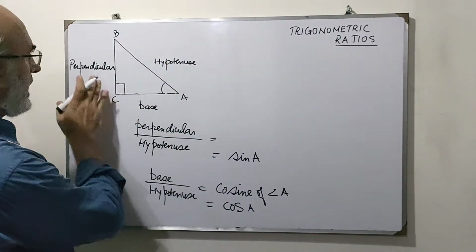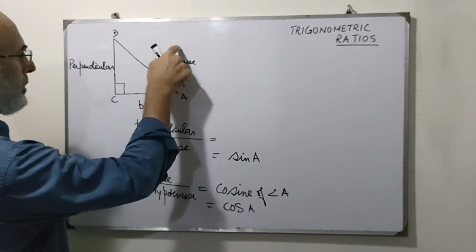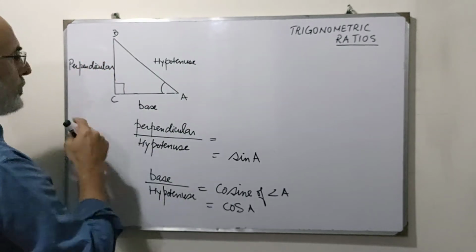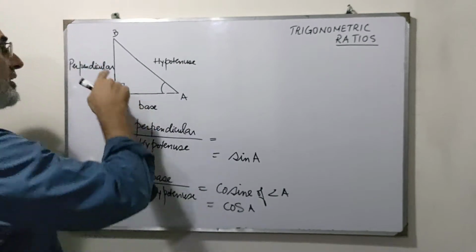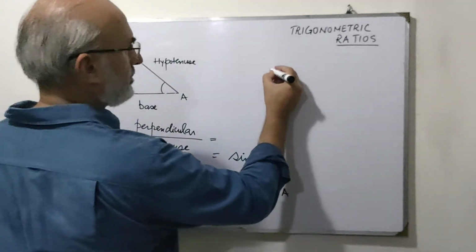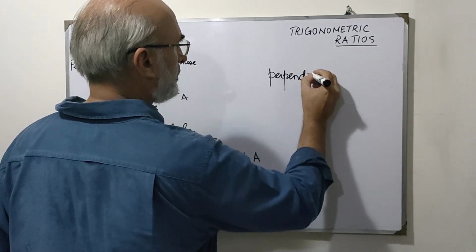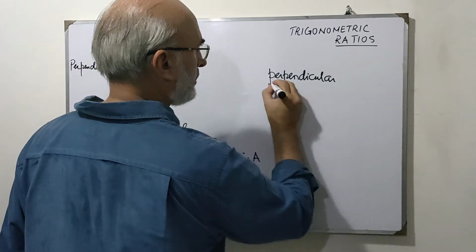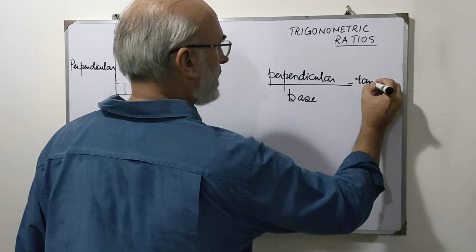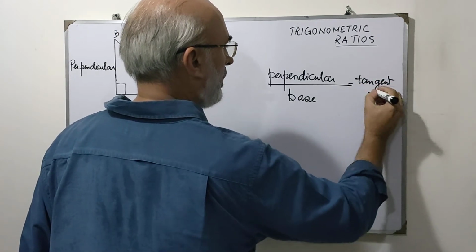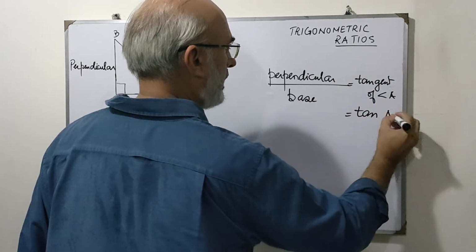Now coming to the third one. We are taking two sides; there are three: hypotenuse, perpendicular, base. We have taken perpendicular and hypotenuse, and base and hypotenuse. Now it's time to take perpendicular and base. This is called tangent of angle A and is known as tan A.